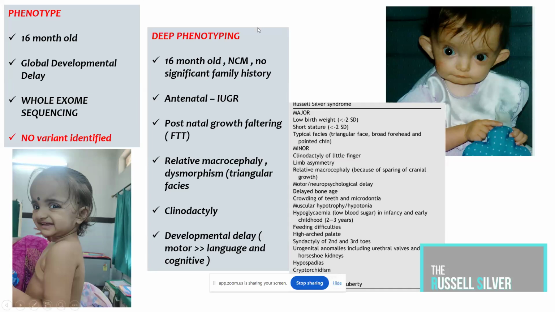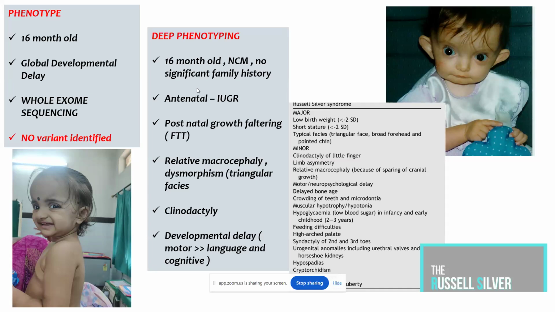Deep phenotyping is basically looking at all aspects of the clinical examination. This child was from a non-consanguineous marriage with no significant family history, but there was a history of IUGR. I meant to present this case because deep phenotyping actually starts from the antenatal period. Extremely important. All the features are going to be important in deep phenotyping. There was postnatal growth faltering, and the child had relative macrocephaly and was also dysmorphic. You can see a broad forehead and triangular face, some retrognathia, and a prominent nose. The child also had clinodactyly and was developmentally motor more than language.